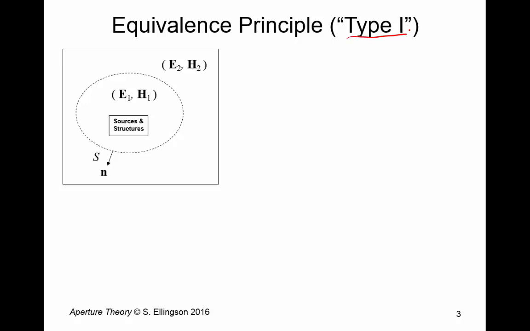The scenario is as follows. We have a problem in which we have identified some surface, and inside the surface, that is inside the volume defined by that surface, we have sources and structures. And we know everywhere in this volume the fields E1 and H1, the electric and magnetic field intensities. Outside the surface, we have no structures or sources. So region 2 is a simpler region because it has no sources and no structures. And we also know the fields there, E2 and H2. And then finally, we define a surface normal, which points into region 2 as usual.